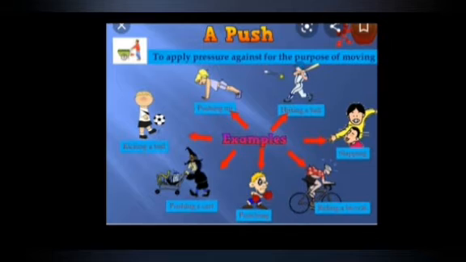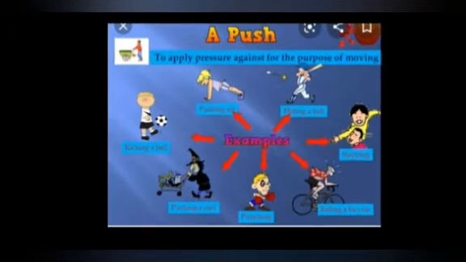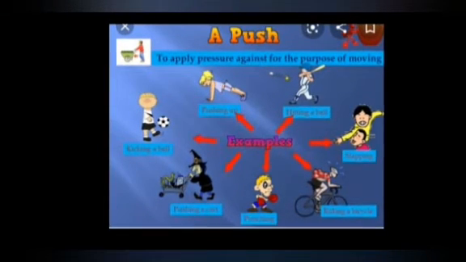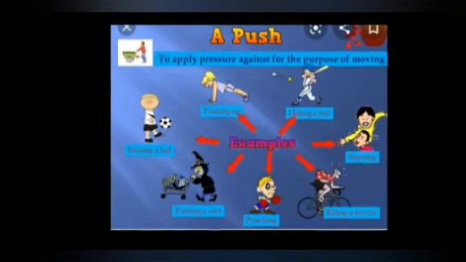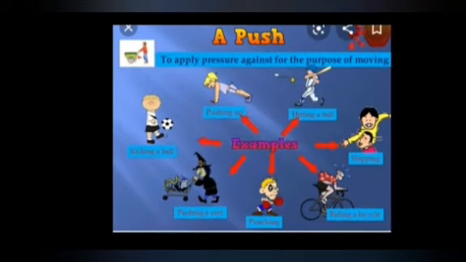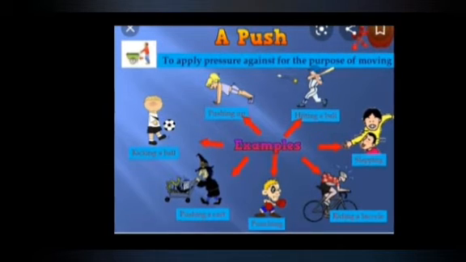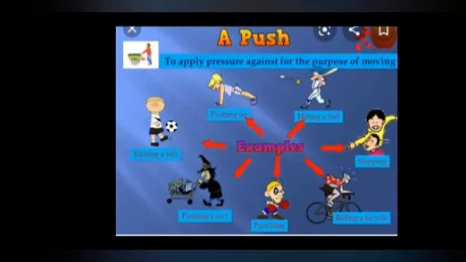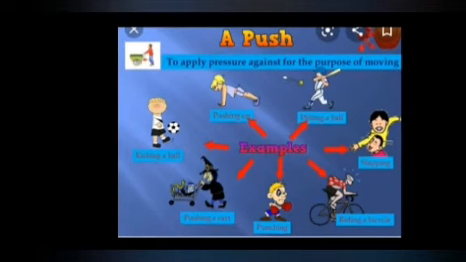Now I will show you some examples of push and pull actions. You know that a force is a push or pull action. When an object is pushed or pulled, a force is being applied to it. When a force acts on an object, it may cause the object to change its shape, to move, to stop, to move faster or slower, or to change its direction. I gave some examples showing push and pull actions.